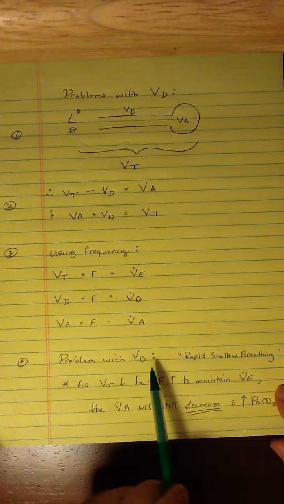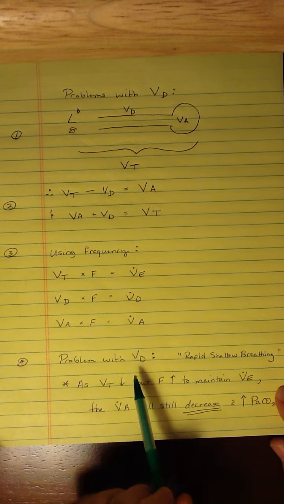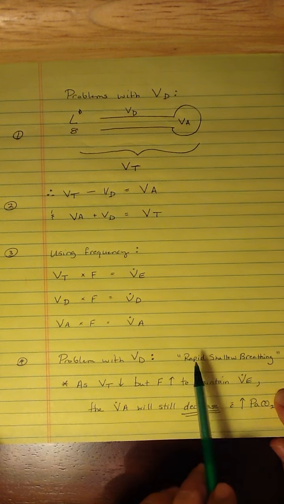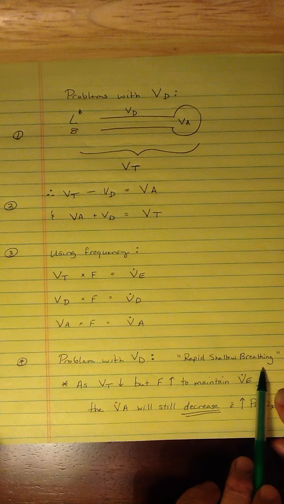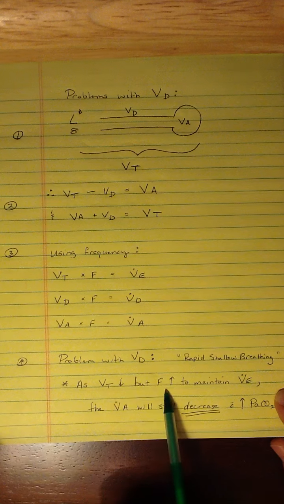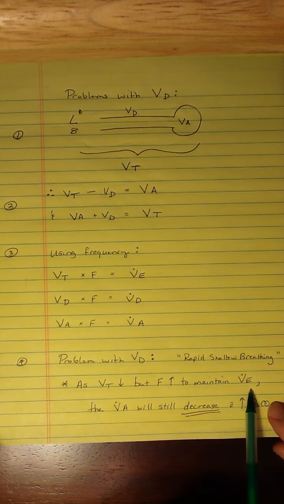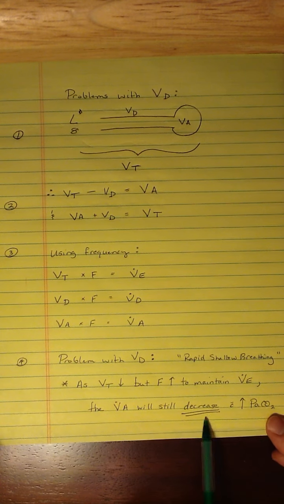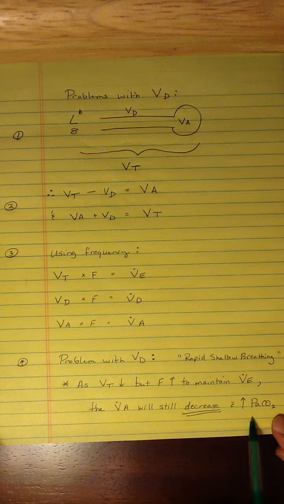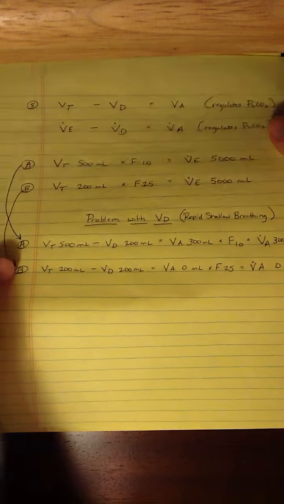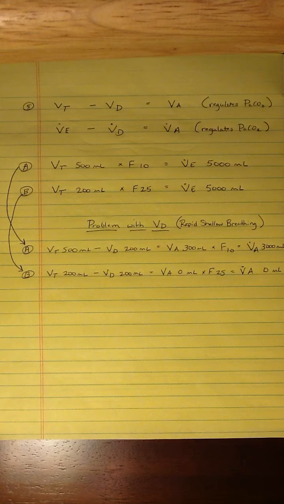Here's the problem with dead space, and this is why I wanted to create this lesson and review this with you really quickly. Problems with dead space can be encountered with rapid shallow breathing. As your total volume decreases, even with an increase in frequency to maintain the same minute ventilation, the patient's alveolar ventilation can still decrease, causing their CO2 to rise, which is respiratory failure. Okay? So to make that make a little bit clearer sense, I just plugged in some values here.